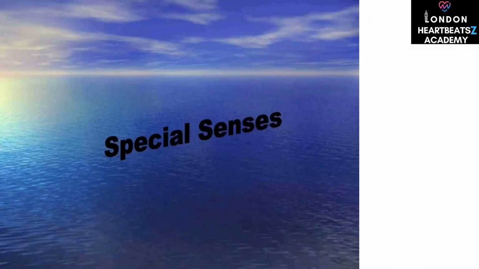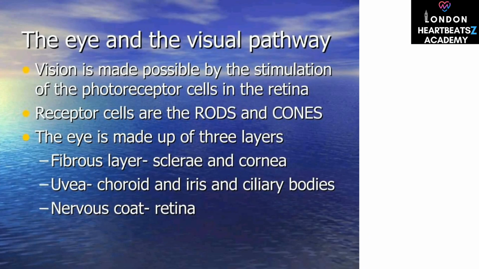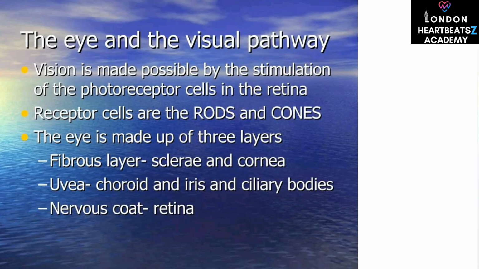Next, we will discuss the special senses. Vision relies on stimulating photoreceptor cells, the rods and cones, in the retina. The eye has three layers: the fibrous layer, the uvea, and the nervous coat, which is the retina.